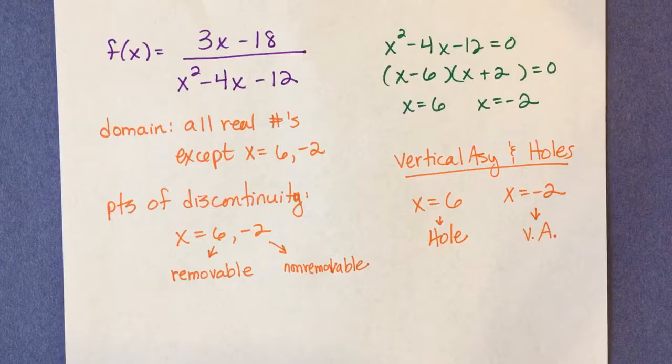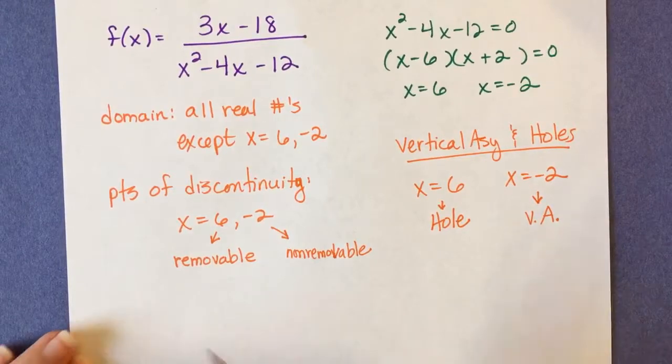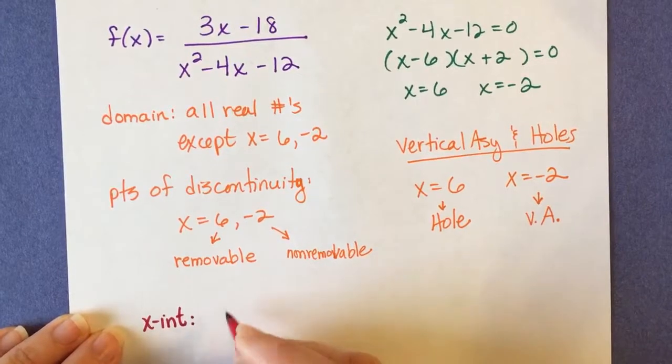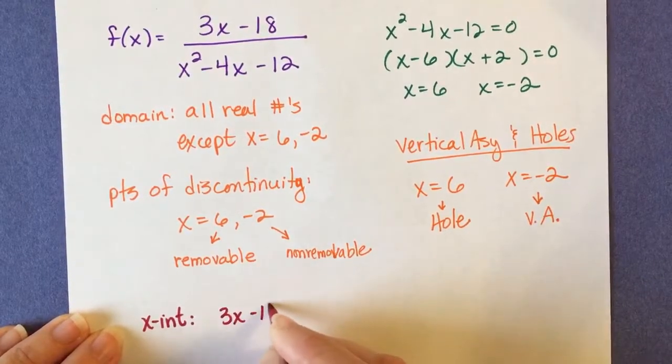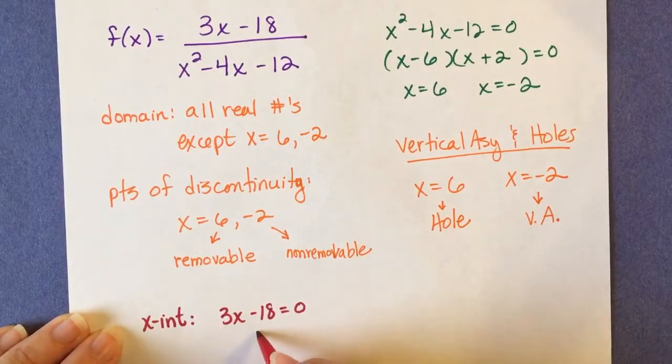Now, I also want to talk about the intercepts. So finding the x and the y intercepts. I told you to find an x-intercept that you're going to let y equal 0, but it's actually going to be just as simple as setting your numerator equal to 0. So if I take my numerator and set my numerator equal to 0 and I solve it, I'll have 3x is equal to 18 and I get x is equal to 6.